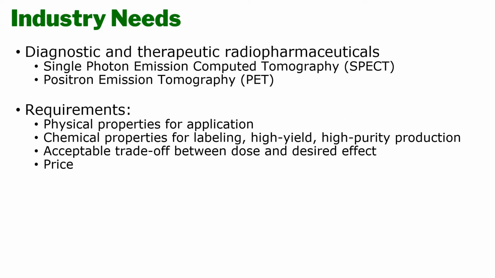Starting off with the industry needs presented. They were broken down into two main uses, being that of diagnostic and therapeutic radiopharmaceuticals. To define these, generally we would have diagnostic as discovering an illness, whereas therapeutic is to treat an illness. As listed, there are two types, being SPECT, which is single photon emission computed tomography, and PET, which is positron emission tomography. SPECT measures gamma rays, whereas PET measures positrons. This is just an example of two imaging methods, and they have different requirements for isotopes.